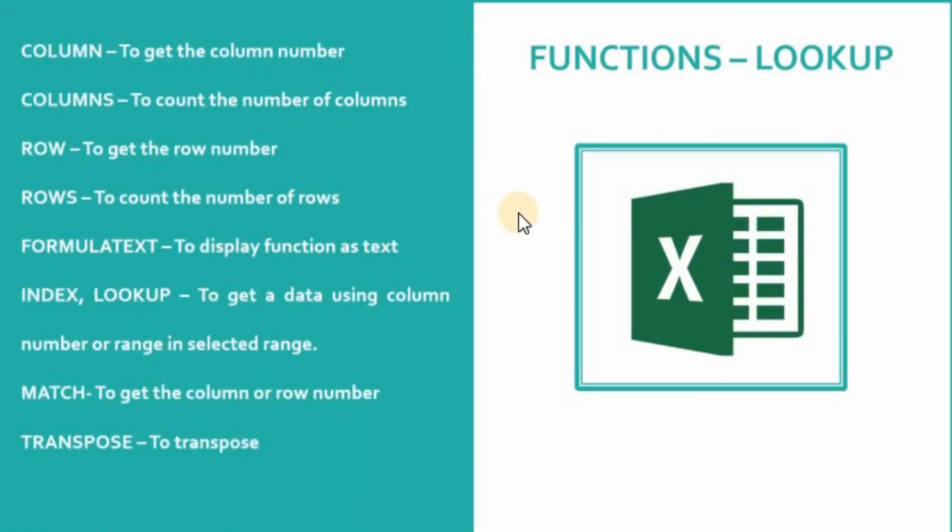So far, we have seen lookup functions like COLUMN, which is to get the column number. COLUMNS is to count the number of columns in our selection. ROW is to get the row number. ROWS is to count the number of rows in our selection. FORMULATEXT is to display the function as text in a cell. INDEX and LOOKUP are to get data using a column number or range in a selected range. MATCH is to get the column or row number for a reference value in a selected range. TRANSPOSE is to convert horizontal data to vertical.